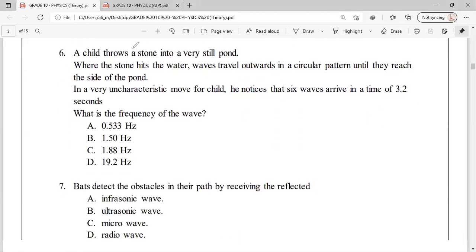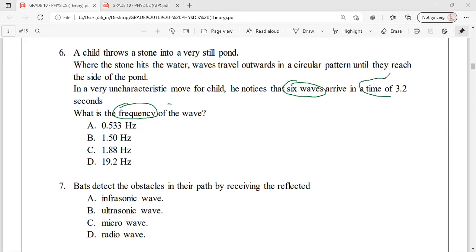Then we have question number 6, in which a child throws a stone in a still pond. When the stone hits, the waves travel outward in a circular pattern. The child notices that six waves arrive in a time of 3.2 seconds. We have to find the frequency of the wave. We know that frequency is the number of waves over time. The number of waves is 6 and the time is 3.2, so 6 will be divided by 3.2. Our result would be 1.875. So the correct answer for this question would be option C.